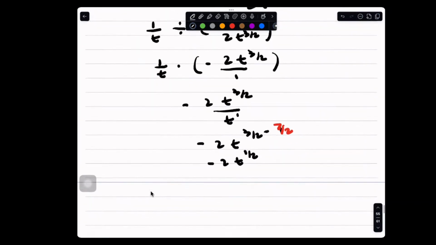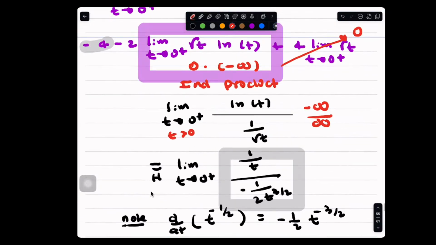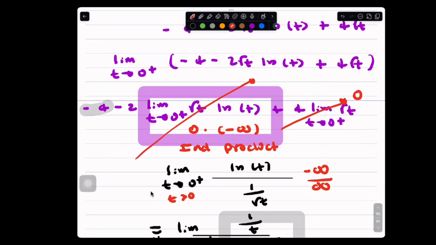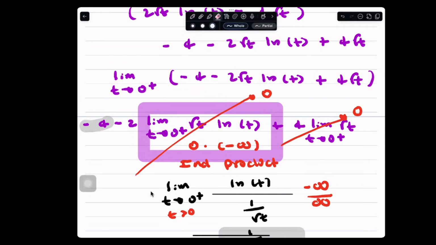So by L'Hopital's rule, that limit as t goes to 0 from the right of negative 2t to the 1 half, which is really negative 2 square root of t, is 0 now. So we found this limit to be 0, which means our final answer here is really just going to be negative 4.